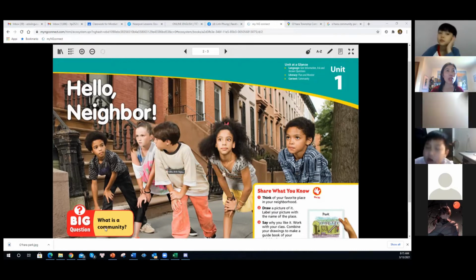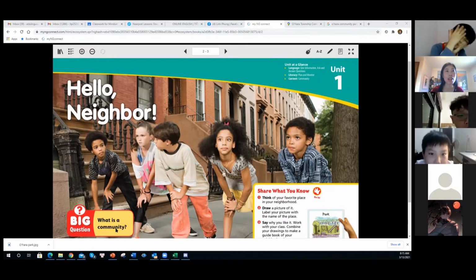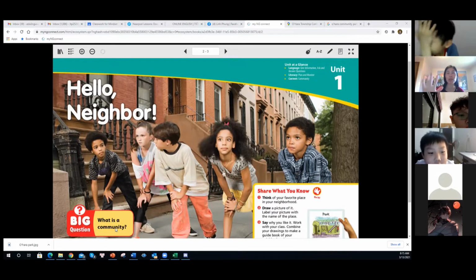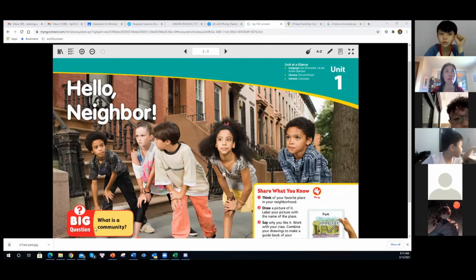And then the big question here is, what is a community? Community. Can you read after me? Community. Yeah, community. Use your hand. Community. What does it mean? Yeah, what does the word community mean? Does anyone know? Community. What does it mean?